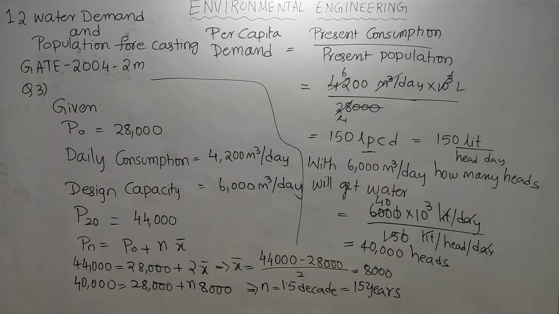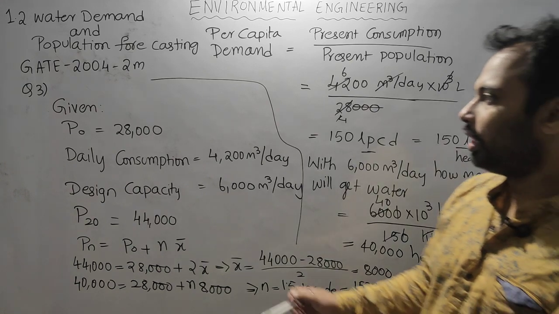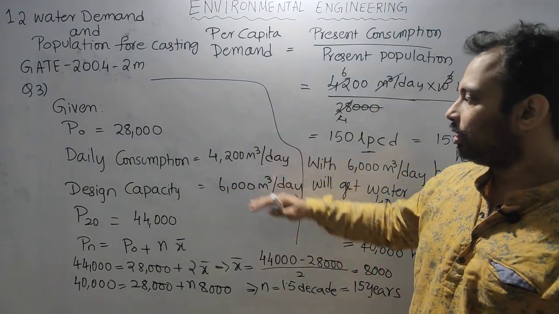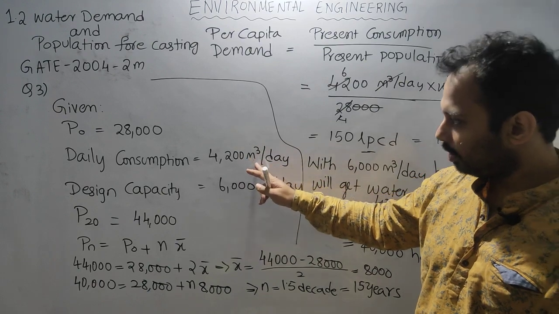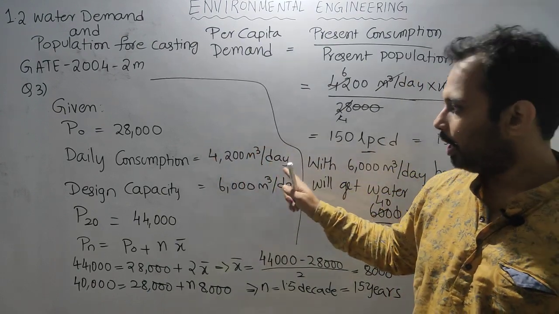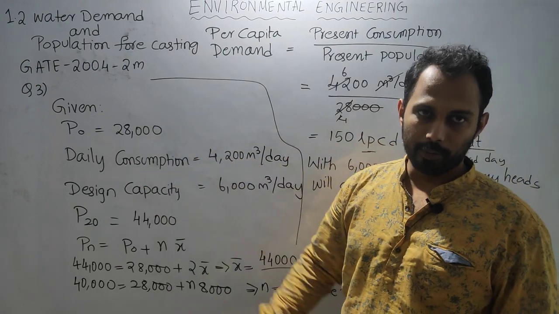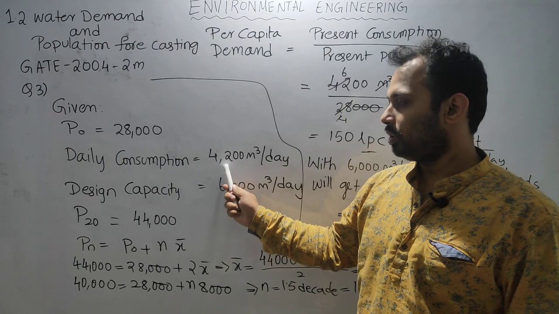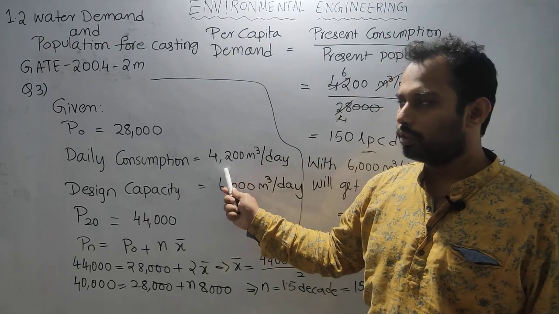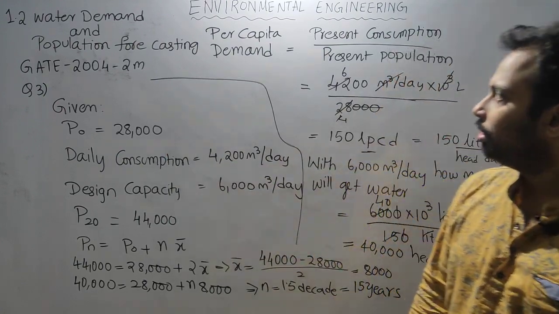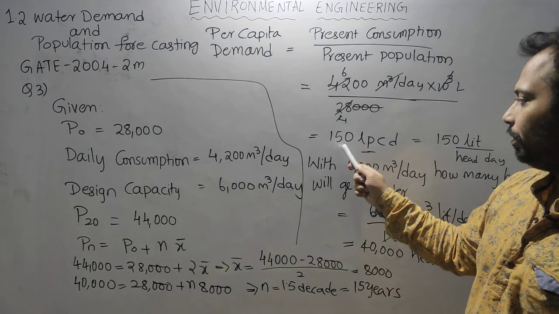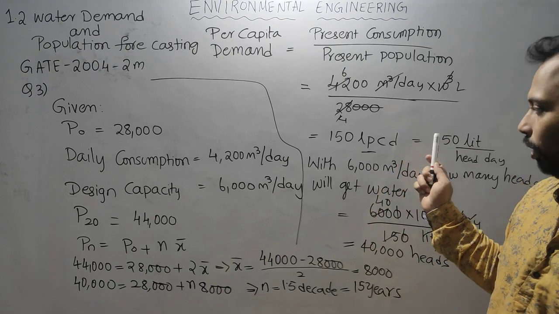Are you getting me what I am saying? Here, let us understand the question again. So the daily consumption was given as 4,200 meter cube per day. This is the total water in meter cube we are sending per day to 28,000 people. So for one person, how much water is going? For one person, it is 150 liter per person per day.